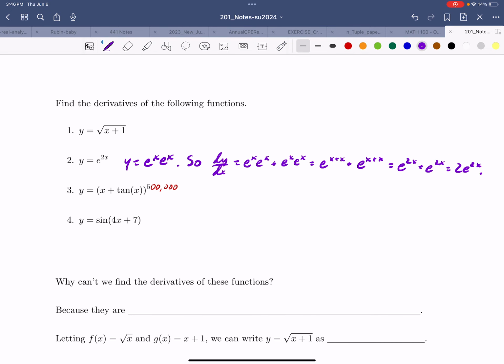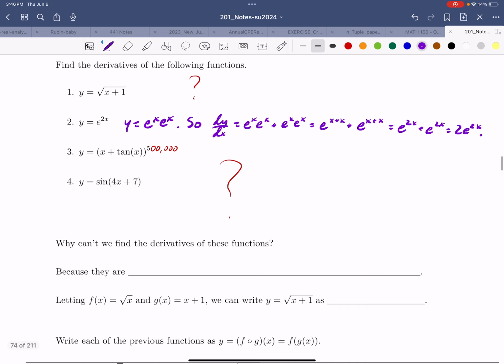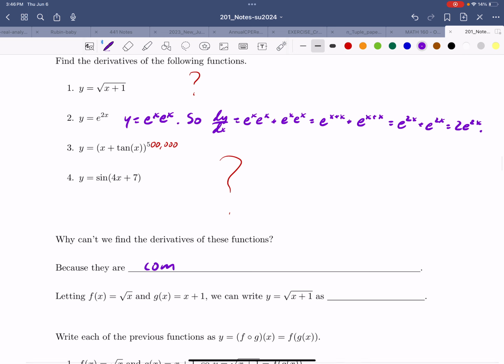So why can't we find the derivatives of these functions? What is the common theme? All right, just to be clear, the common theme here is that they all are compositions of functions. And what I mean by that is that there's one function inside another function, like plugged into another function.